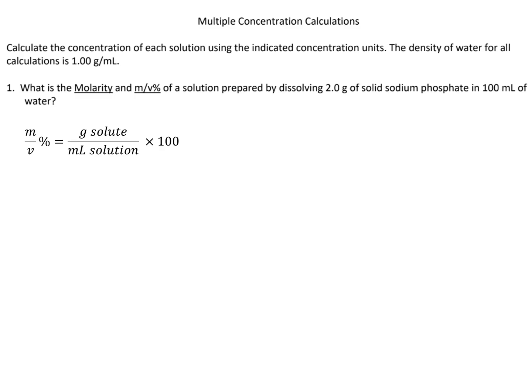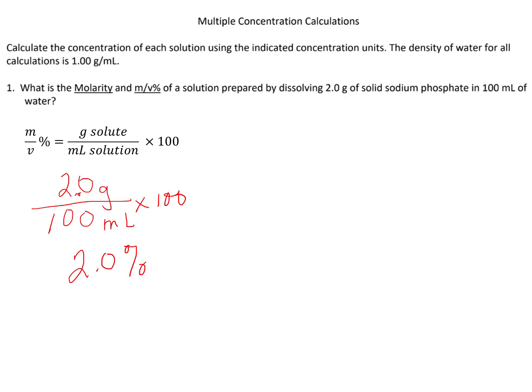we have 2 grams of solute, divided by 100 milliliters of solution. And we're going to assume that adding the solid solute to that much water does not change the volume of the water significantly, which is a pretty safe assumption, times 100. And we get that this is a 2% solution mass volume.